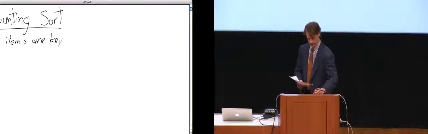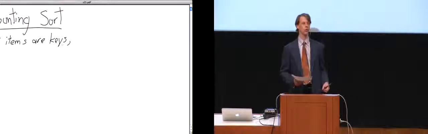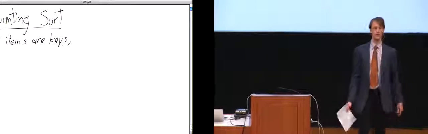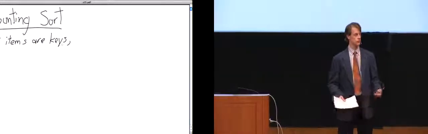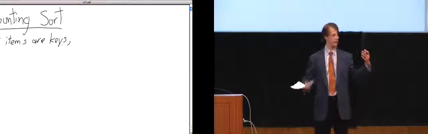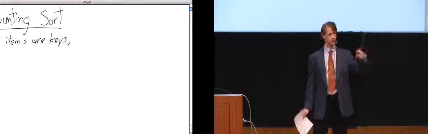The very easy version happens when we want to sort keys and there is no associated information with those keys. So usually you're sorting something like a database record where maybe you have a big record to sort based on last name.